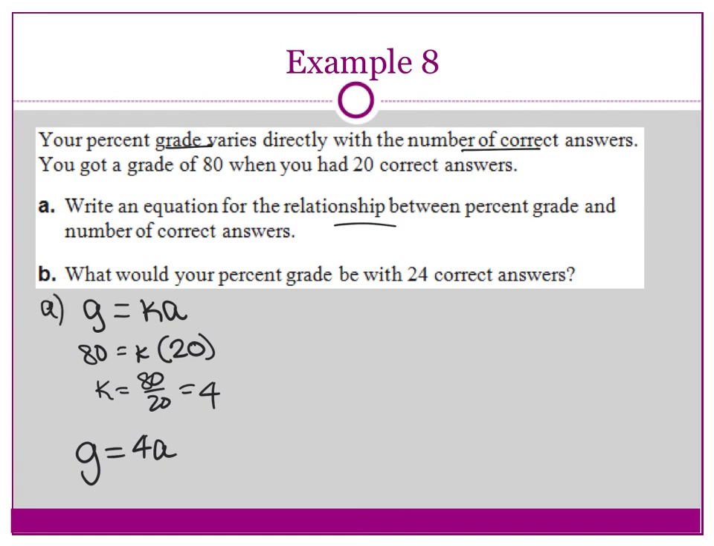Part B now says, what would your percent grade be with 24 correct answers? The nice thing is I've already got all the legwork done, so I'm looking to find my grade when I have 24 correct answers, and 4 times 24 is 96%. So my grade, if I had gotten 24 correct answers, is a 96.